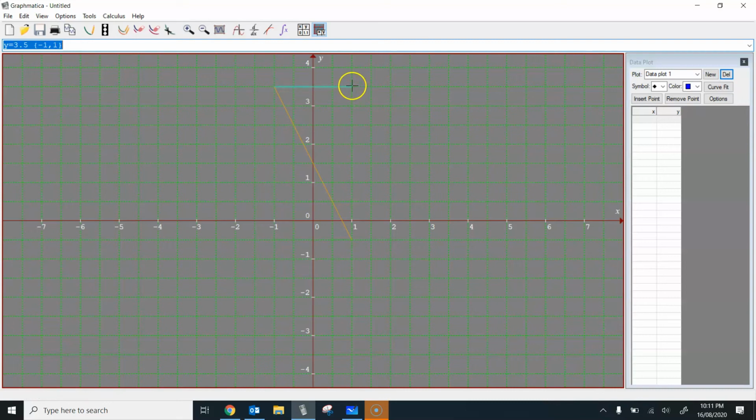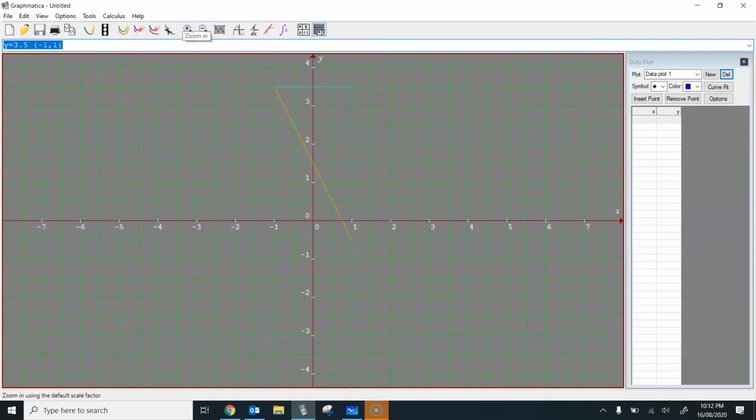Now what I want to do, you can probably see what I want to do. My last thing, I want to join this coordinate here, which is 3.5, to this coordinate down below here, which is the coordinate 1, minus 0.5. I want to join them together.